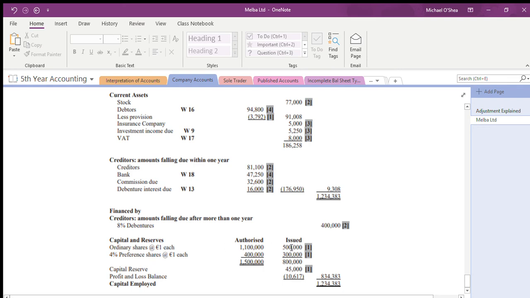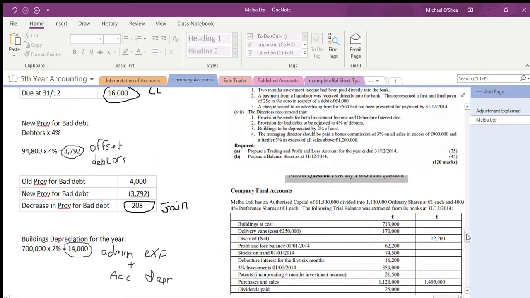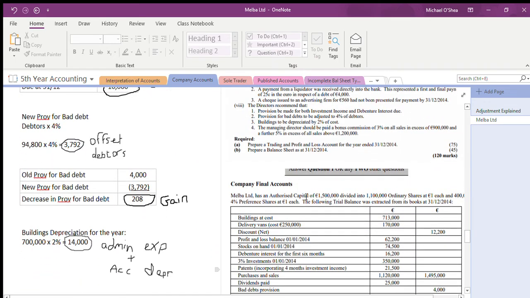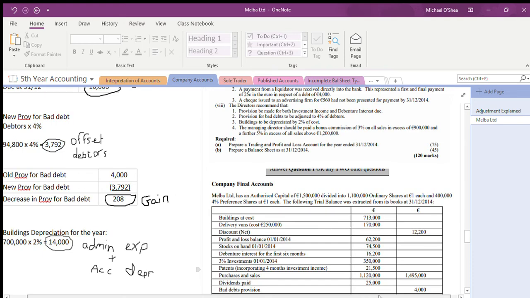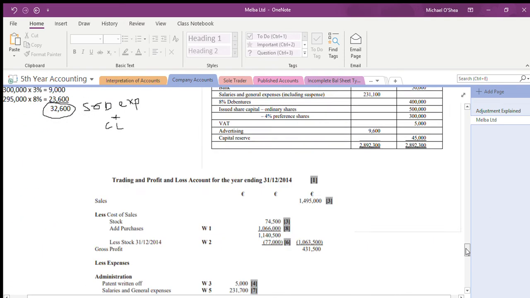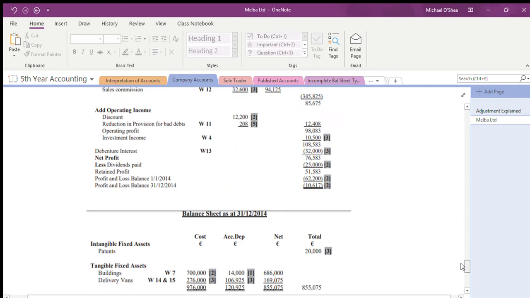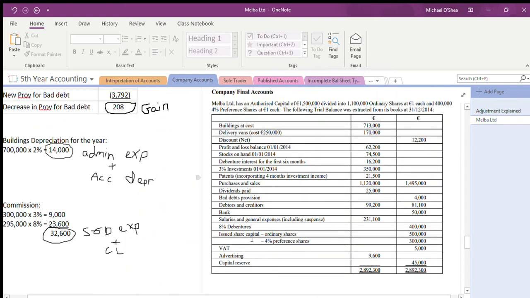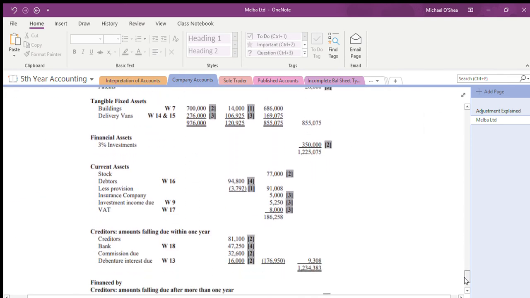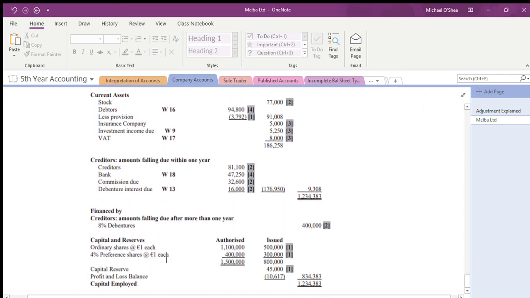We have our authorized and issued. Authorized is hidden here up at the top. There's generally actually a mark going for this. Authorized capital of 1.5 million divided into 1.1 million ordinary shares and 400,000 preference shares. So they were my authorized figures. I'm putting them in: 1,100,000 authorized for ordinary, 400,000 authorized for preference. How do I get my issued? Well, I look at it here. My issued shares for ordinary was 500,000, for preference it was 300,000. So my issued for ordinary is 500,000, and then for preference is 300,000.